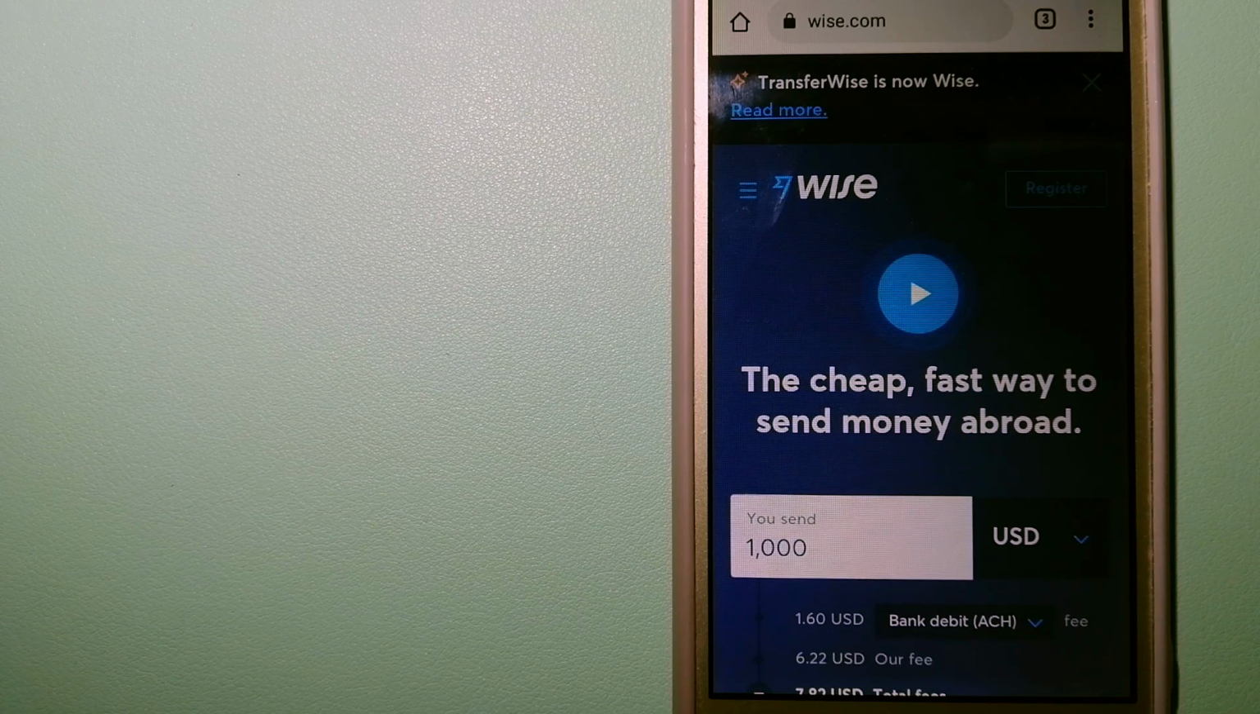Money transfer companies and governments change their rules all the time. If one of these services is not available anymore, or if you know another reliable way to send money abroad, make sure to leave a comment and let the rest of us know.